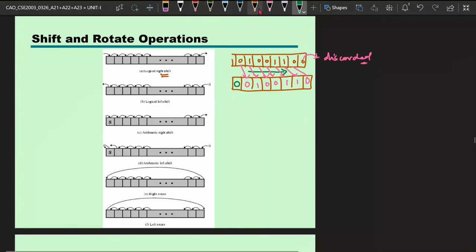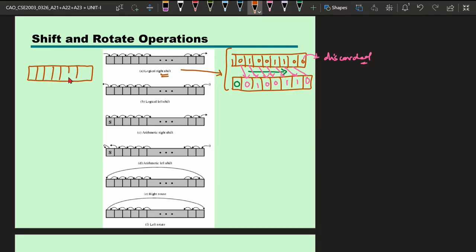Okay. The next we will see, this is called the logical right shift. Next we will see the logical left shift. In case of logical left shift, suppose this is the register. For example, we have taken an 8-bit register. Suppose 1 0 1 0 1 1 1. Okay, if this is the content, we want to have a logical left shift. So we are going to shift the data to the left side. After shifting to the left side, what will be the content? We'll just see.